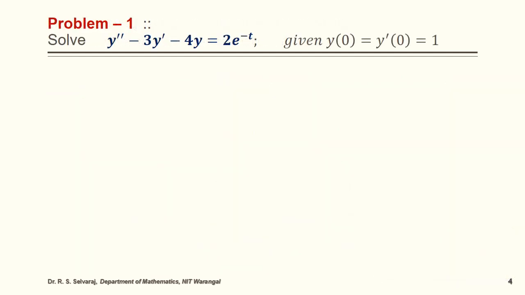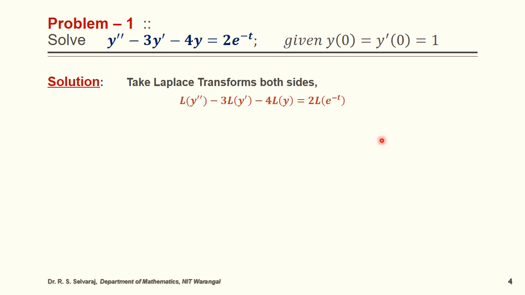As a first problem, we will solve this: y double dash minus 3y dash minus 4y is equal to 2 e to the power minus t, given y of 0 is equal to 1 and y dash of 0 is equal to 1. As I said earlier, we will take Laplace transforms on both sides. We will get this expression and we will substitute for L of y double dash and L of y dash, and the right hand side is 1 divided by s plus 1 for L of e to the power minus t.